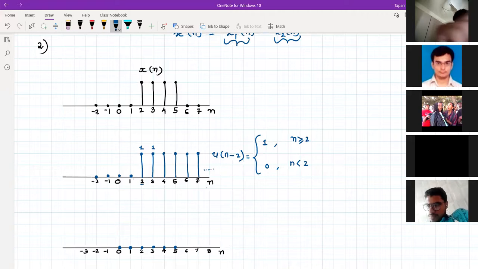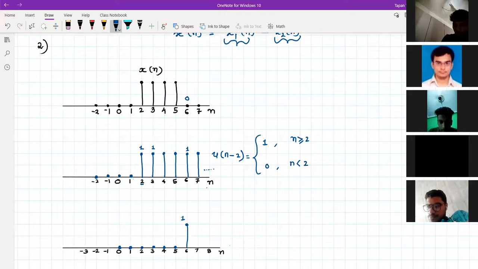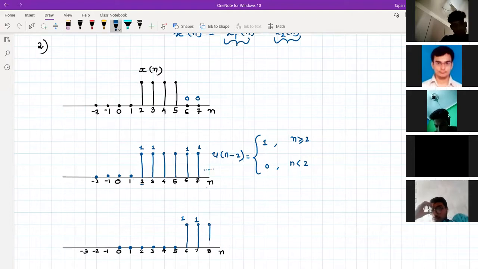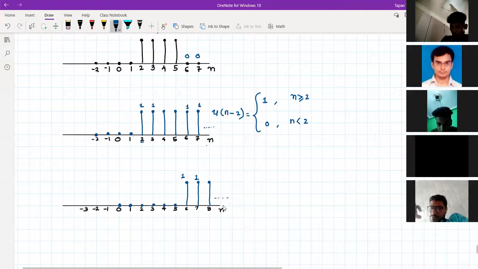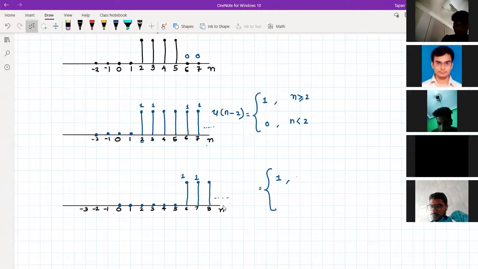At 5, 1 minus 1. So it is 0. At 6, this is 1. This is 0. So you get 1 here. At 7, 1 here, 0 here. So you get 1 here. Similarly, at 8 also, the same will happen. And this will continue. Now you tell me what should be the function when it is 1 for n greater than or equal to 6 and 0 for n less than 6.